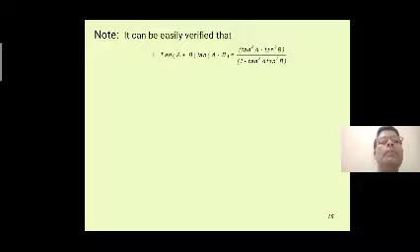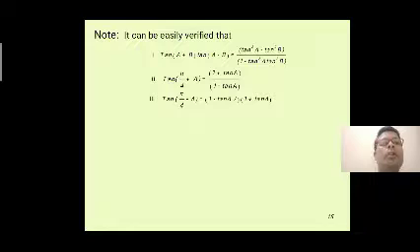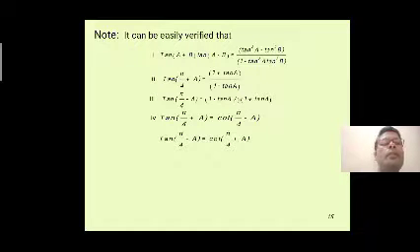Note, it can be easily verified that tan of (A plus B) into tan of (A minus B) equals (tan square A minus tan square B) by (1 minus tan square A into tan square B). And also, the second one: tan of (pi by 4 plus A) equals (1 plus tan A) by (1 minus tan A). The third one: tan of (pi by 4 minus A) equals (1 minus tan A) by (1 plus tan A). Number 4: tan of (pi by 4 plus A) equals cot of (pi by 4 minus A). Tan of (pi by 4 minus A) equals cot of (pi by 4 plus A).